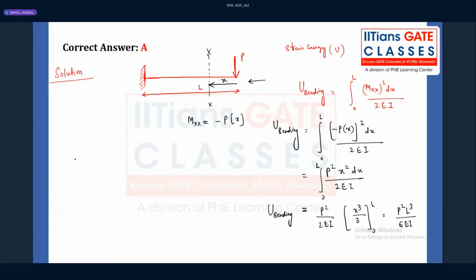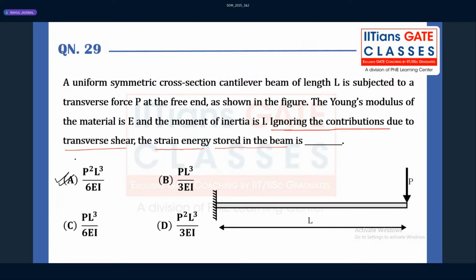Coming to the next question, if you have any doubt, you can ask me regarding this. Of course, in the class we have discussed thoroughly what could be the total strain energy if we consider the transverse shear load also. If you consider this particular beam, there will be U because of shear load and U because of bending.